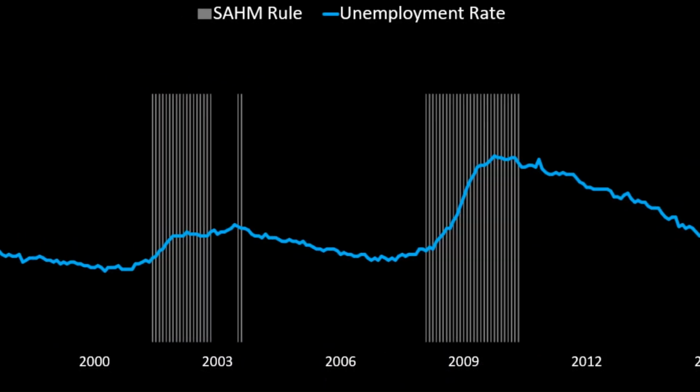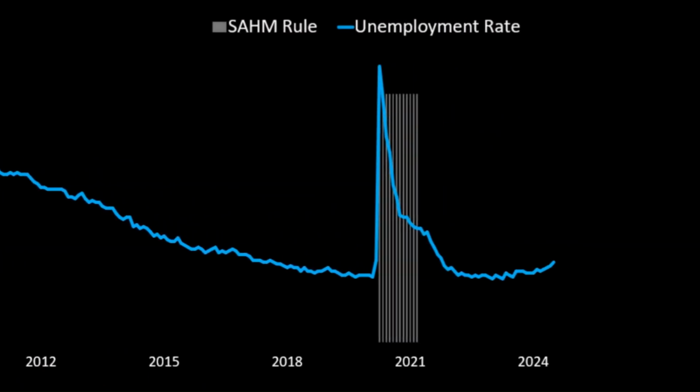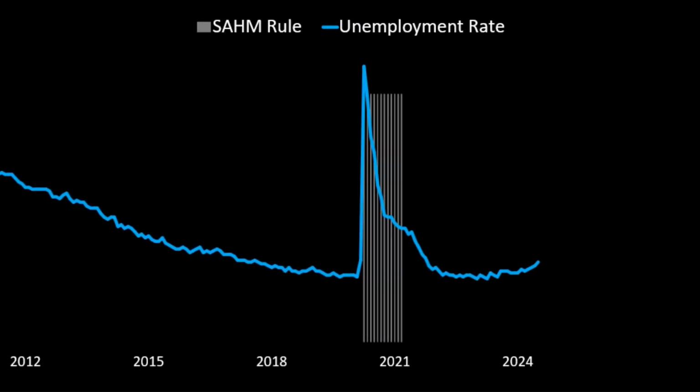For example, in 2001, left-hand side, the unemployment rate spiked, and that spike was enough. Technically, it's a 0.5% spike in the unemployment rate. That shows us the recession. It happened again in 2008. It happened again in the COVID crisis, 2020. So the unemployment rate spikes. That's when we see the trigger for the SAHM rule.